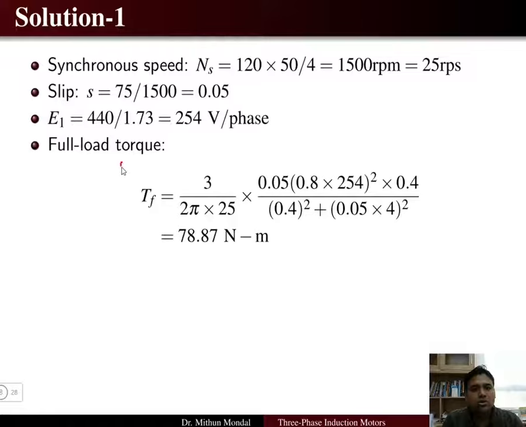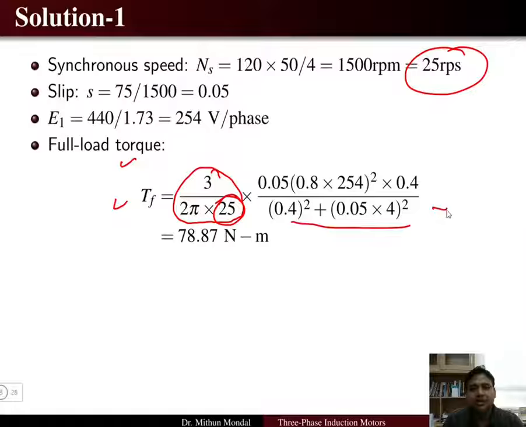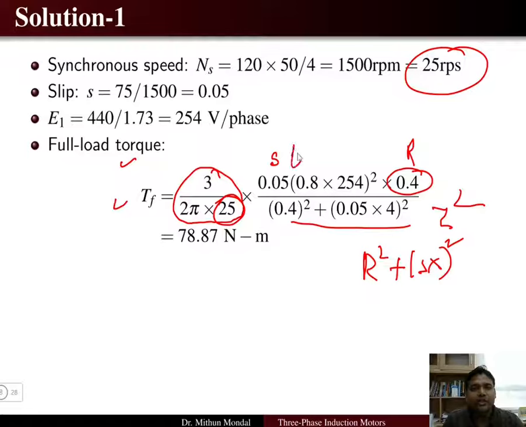Now the full load torque equation is given by 3 by 2 pi Ns. We have been given the value of Ns as 25 rps, so we substitute that, and then we have to multiply with the total impedance, Z square. Z square is basically R2 square plus (slip times X2) whole square. So we have to get the values of the rotor resistance. So this is your rotor resistance, and then the value of the slip S into E2.